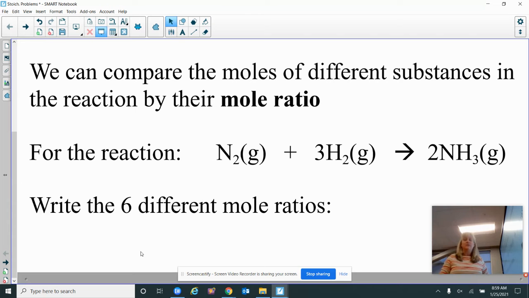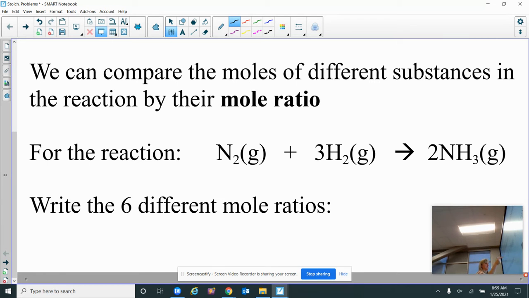Stoichiometry just means quantity. It's a Greek word for calculating quantities. So we're going to be doing lots and lots of stoichiometry, calculating quantities from our balanced equations. So on this paper, it says, write the 6 different mole ratios.